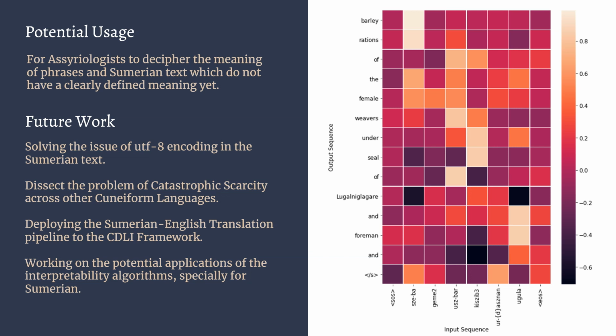So the future work that we aim to do here is that we need to solve the issue of the UTF encoding in our Sumerian text. That is, certain words and determinatives which we need to have in the Sumerian text are not currently present because of some Python encoding issues. We need to solve that, and we also plan to dissect the problem of catastrophic forgetting for more languages other than Sumerian. Further, we are planning to deploy the Sumerian English translation pipeline to the CDLI framework so that anyone can use it to translate Sumerian text to English. And further, we also wish to work on the interpretability algorithms and on their potential applications.